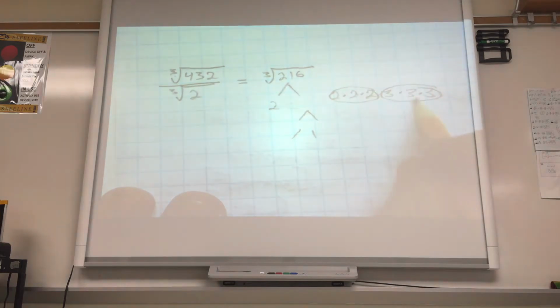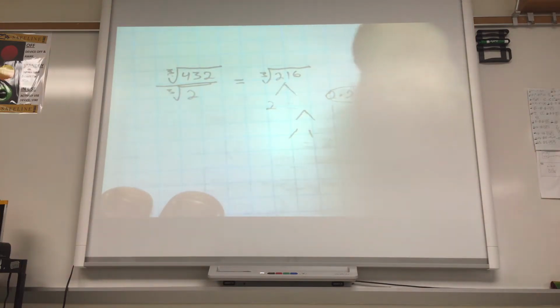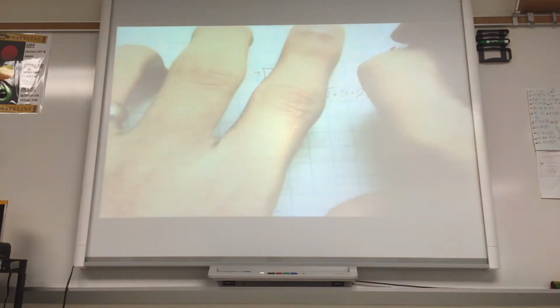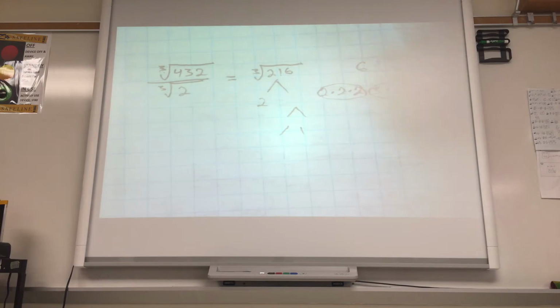So if I have 3 2's and 3 3's and I break that down, then I have 2 times 3, which is 6. And the cube root of, well, there's nothing left down here, so I don't even have the cube root of anything. It's just straight up 6. And that's the answer.